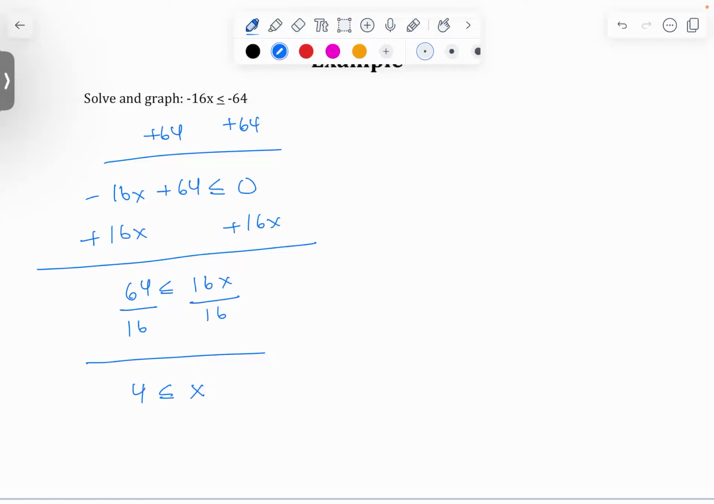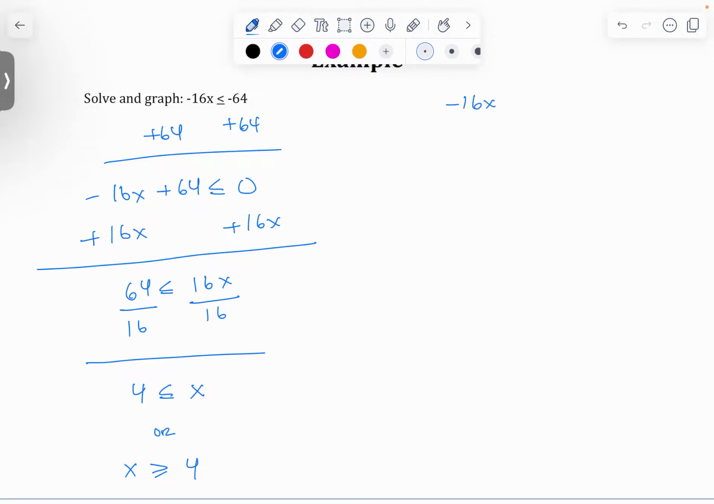Okay, so I got x. Now be aware, notice the x is on the right side. You can flip this. This becomes x greater than or equal to 4. So it's important to understand that the inequality will change directions if you move the variable now. It's not like equations. So that's the long way to do it.